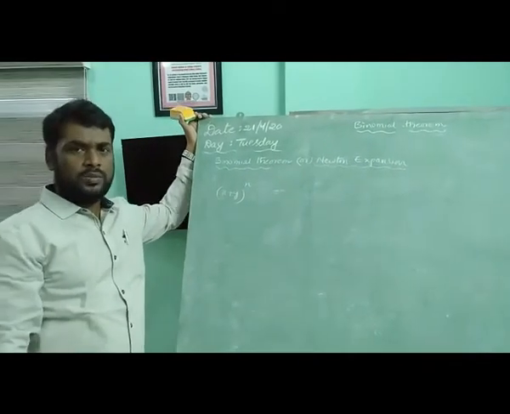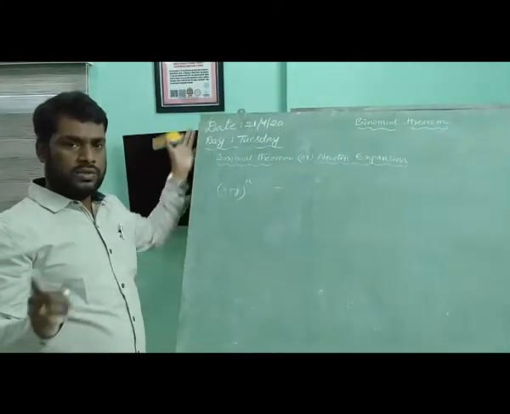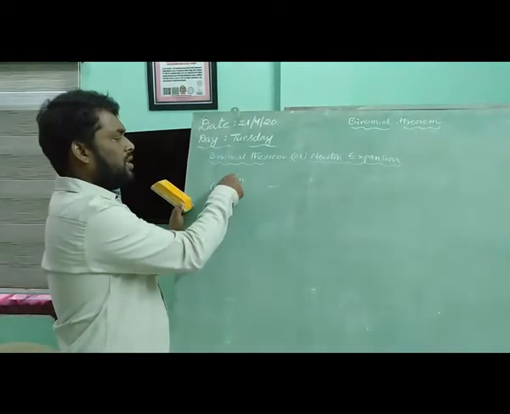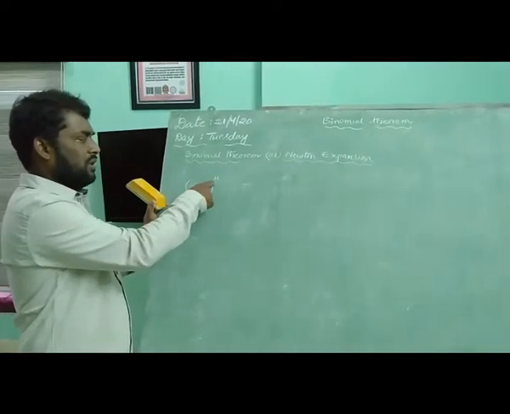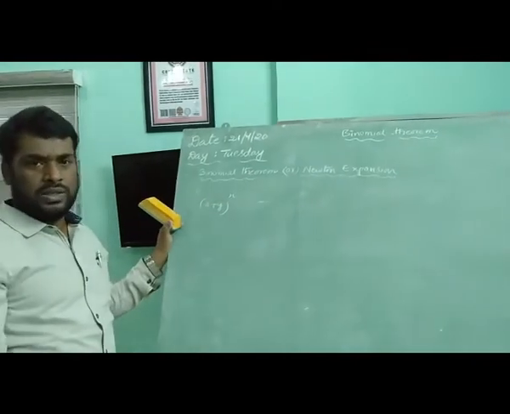Positive integral powers means 1, 2, 3, 4, 5 and so on. So if you take n is equal to 1, then you get x plus y whole to the power of 1. If you take x plus y whole square, you get x square plus 2xy plus y square.